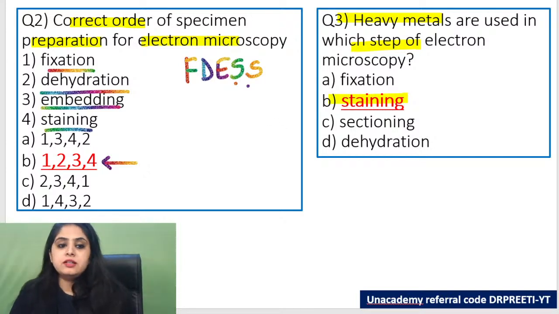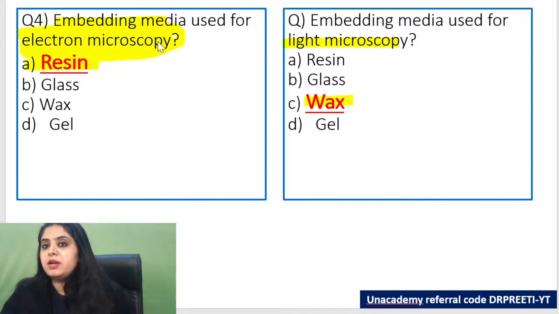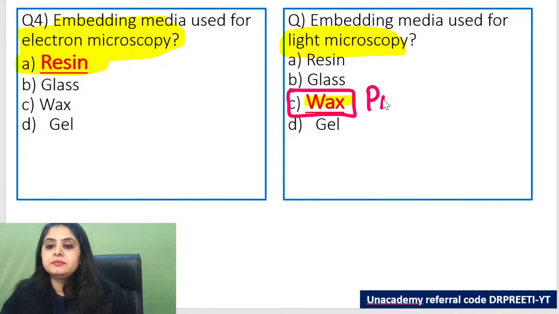These questions are done. What did I ask you next? I asked you, what is the embedding media for an electron microscope? Now all of you know the embedding media is resins, plastic resins that I've just taught you. And what is the embedding media for a light microscope? So I told you, for comparison, for light microscope, it's paraffin wax.